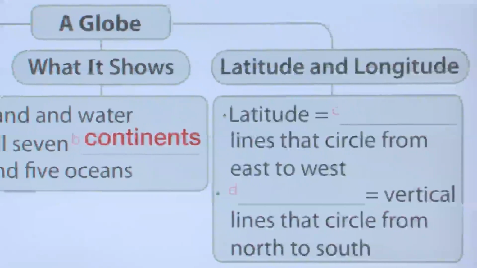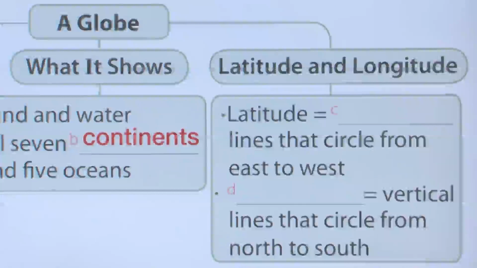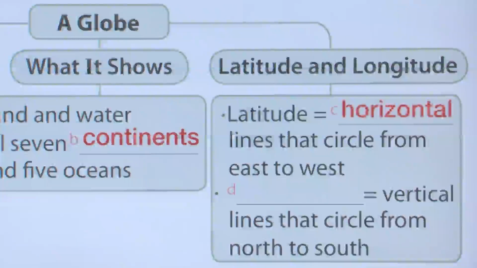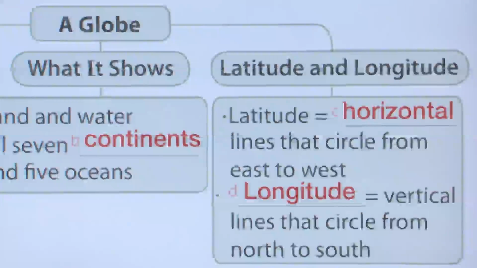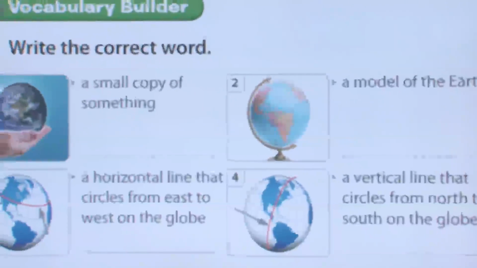Now, latitude and longitude. Well, the latitude is blank lines that circle from east to west. What lines? What are they? The horizontal lines that circle from east to west. So, which lines are vertical lines that circle from north to south? What is it? Latitude and, of course, longitude. There's the 2 choices. Nice doing on the details and the main idea. Nice going on that. Now the vocabulary.